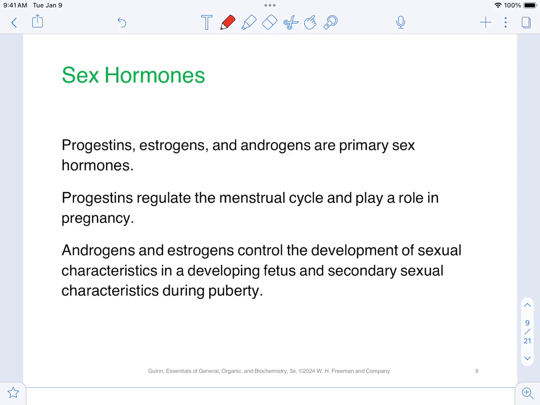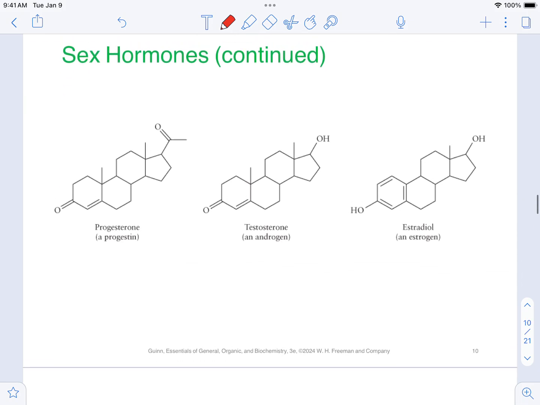Sex hormones. So you have progestins, estrogens, and androgens. They are the primary sex hormones. Progestins regulate the menstrual cycle and play a role in pregnancy. Androgens and estrogens control the development of sexual characteristics in a developing fetus and secondary sexual characteristics during puberty. There's your picture of them.